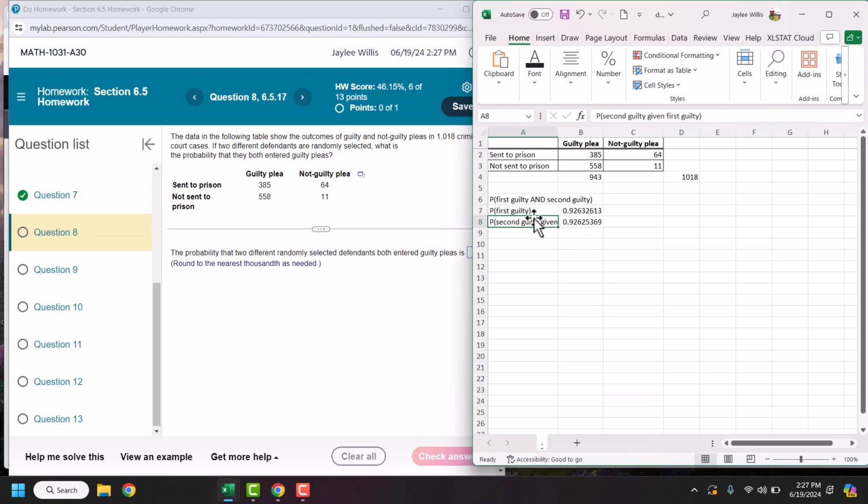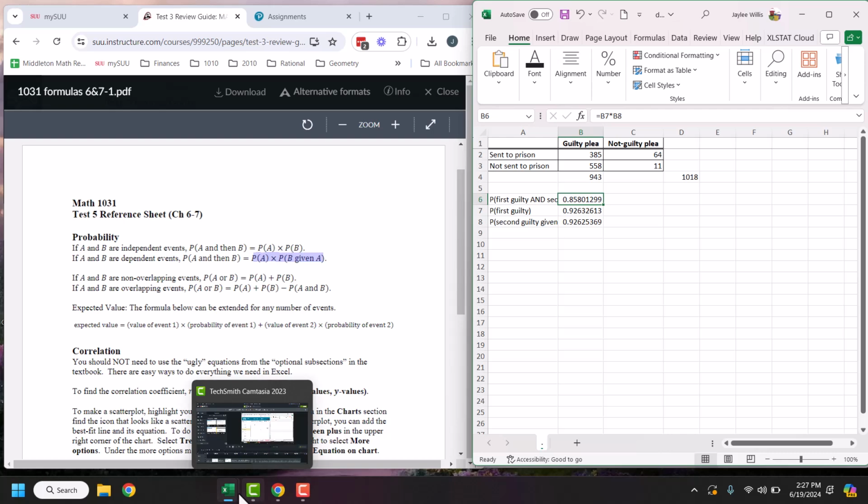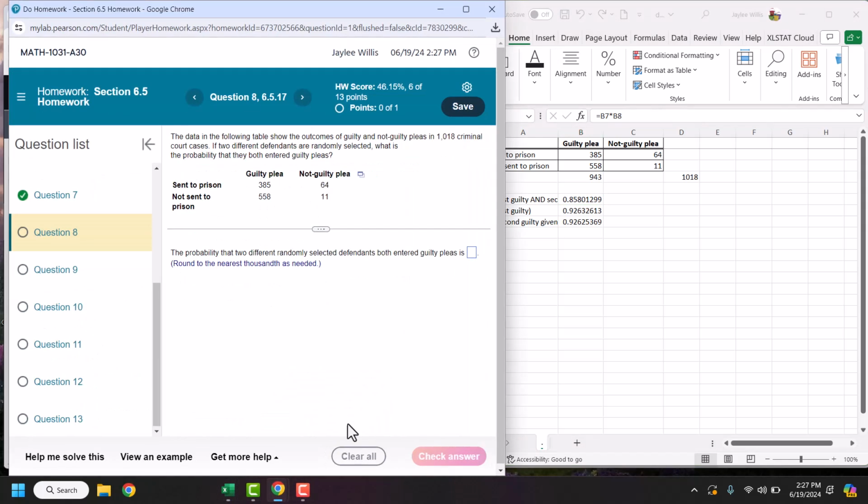And so that's how you would calculate the probability that the second person was guilty, given that the first was guilty. And once you have those two parts of the formula, I can find the probability of the first person being guilty and the second person being guilty by multiplying those two probabilities together. And that gives me 0.858 and so on. So that's how you would do a problem like that.